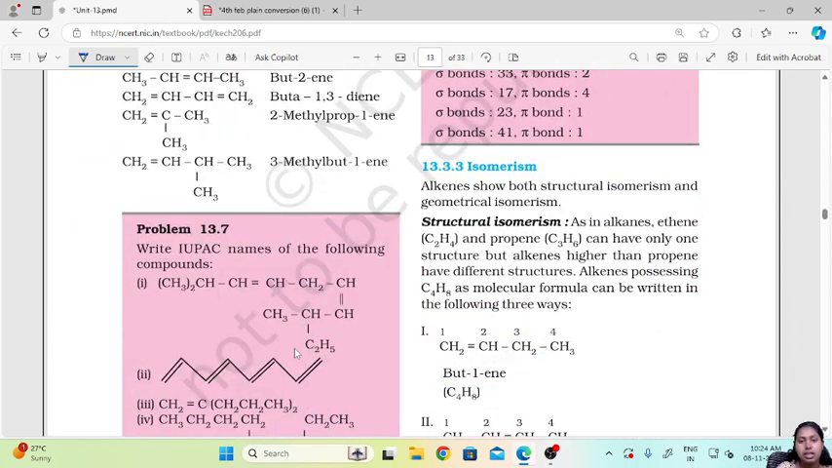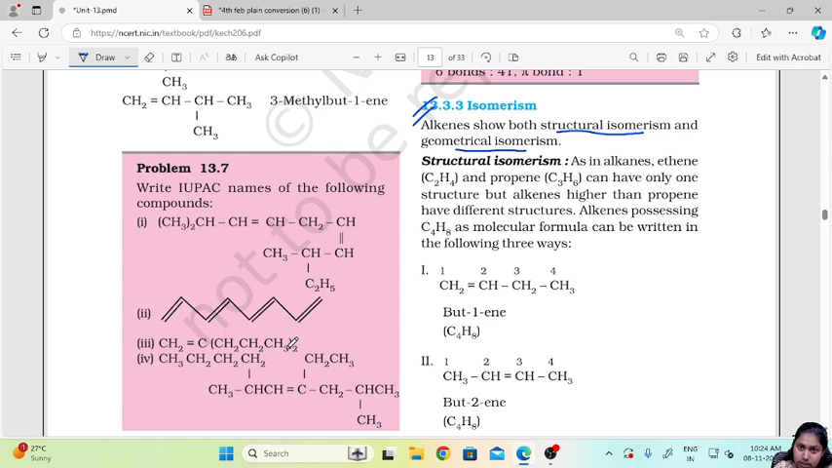Now next is isomerism. Alkenes show structural isomerism and geometrical isomerism. Now for structural isomerism, ethene and propene can have only one structure, but alkenes higher than propene have different structures. From butene onwards, there are many structures.